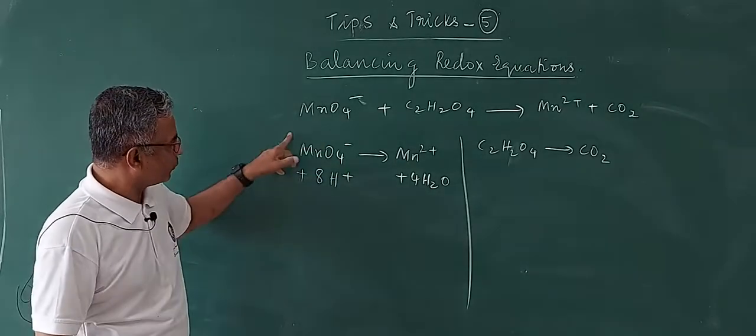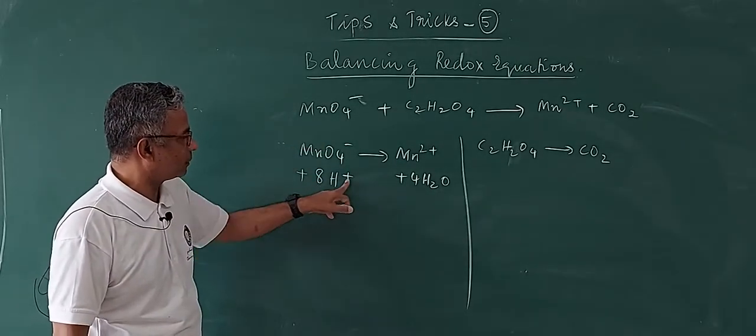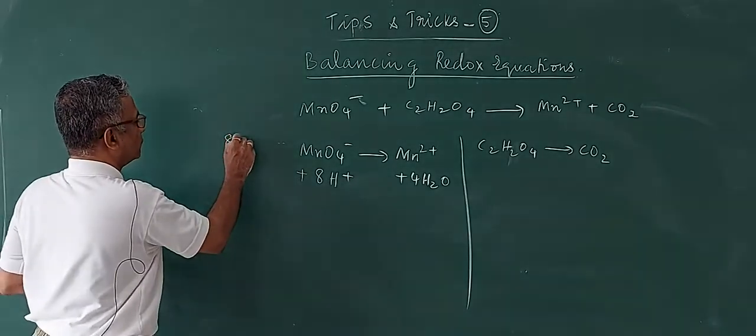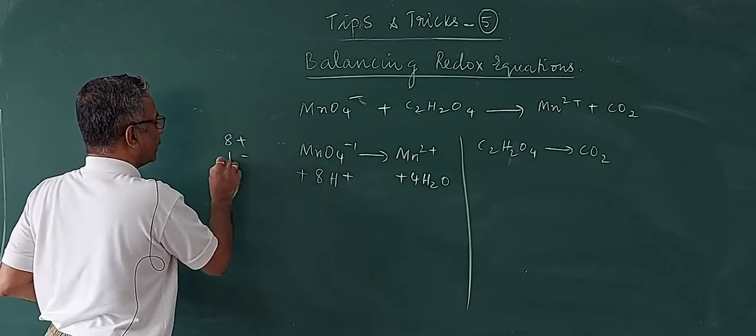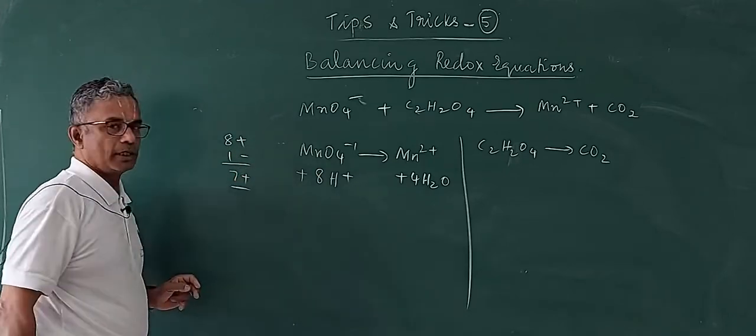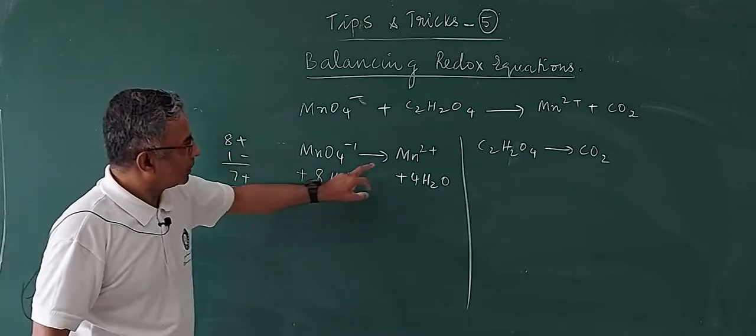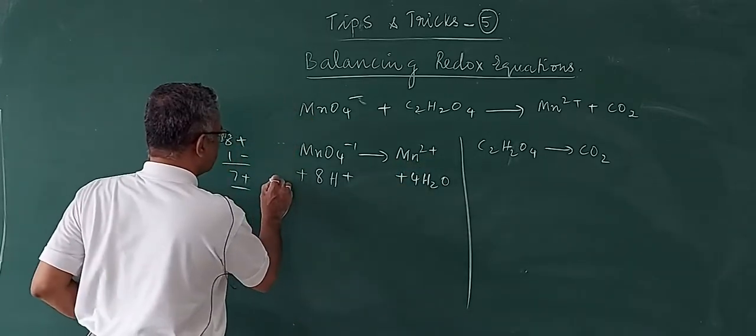So on this side, in the LHS, you have 8 plus, and 1 minus. So this will be 7 plus on this side. On the other side, if you see, there is only 2 plus.